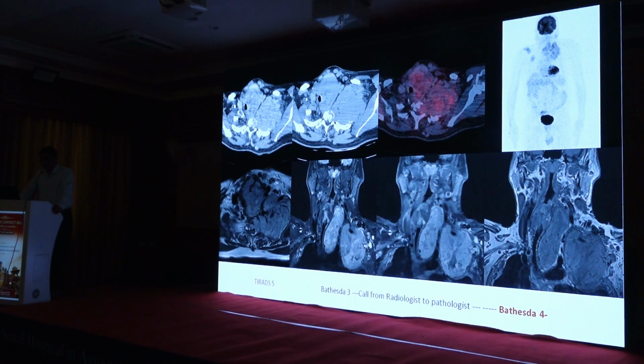Coming to another patient, we see that it is a Thyroid 5 lesion on the ultrasound, and if we see the CT, there is a large lesion. It is difficult to know whether the trachea is involved or not, whether it is involving the surrounding structures. There are a lot of metastases: vertebral, the rib and the sternum.